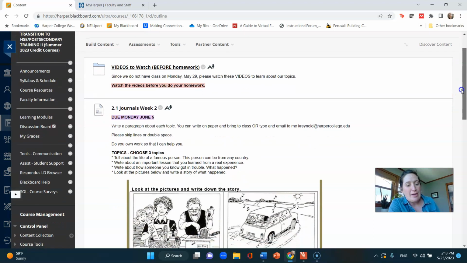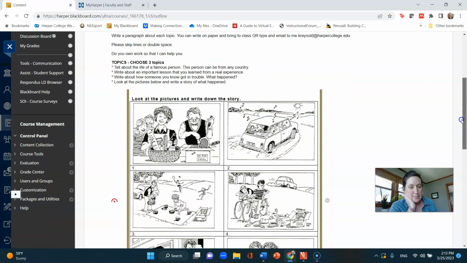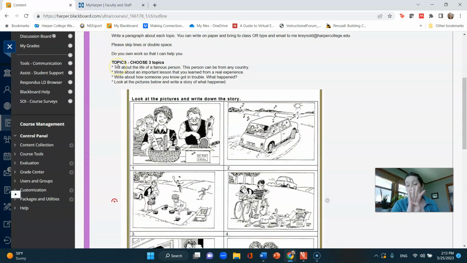You can also write about how someone you know got in trouble. And then in the last part, you can look at these pictures. So there's 4 topics. You only need to choose 3 for the journals. So look at the pictures and write a story of what happened. So you can see there are little numbers to show the order of the pictures.